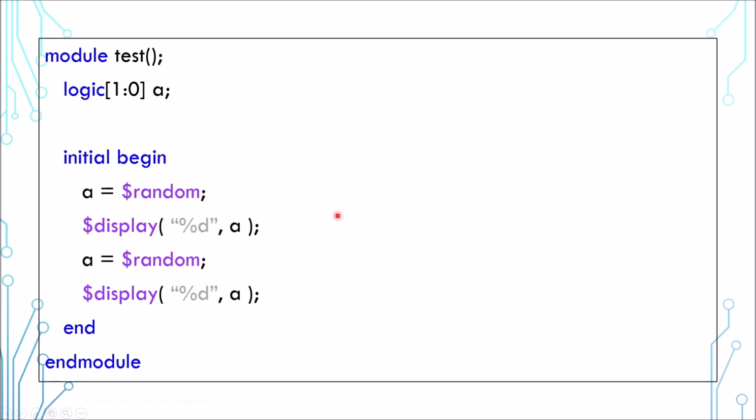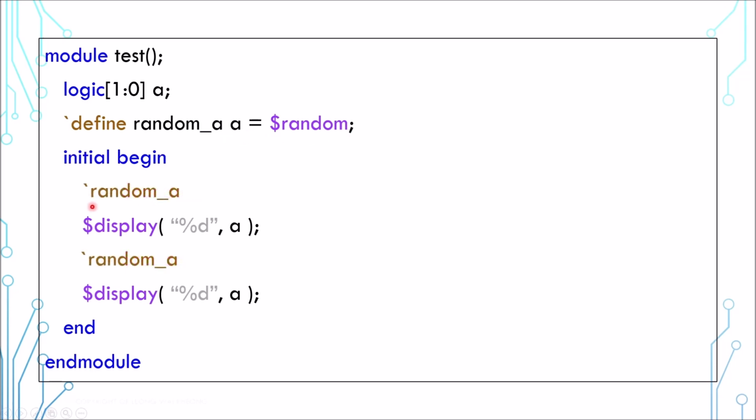Tick define can be used to create macros. Look at this example. You can replace this statement by a macro. This is how you create a macro. This is the identifier, and after that is the content it replaces. Now you can use the macro like this. This is the same as randomizing A.